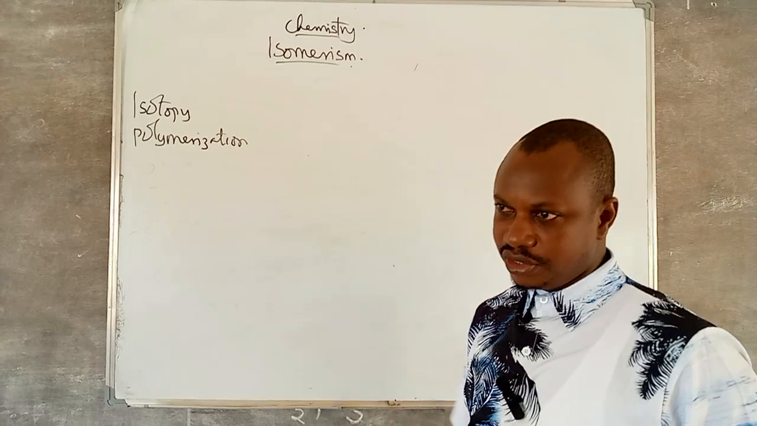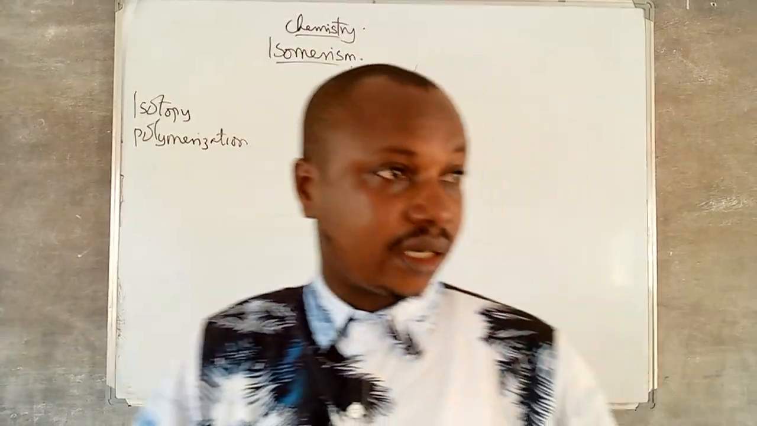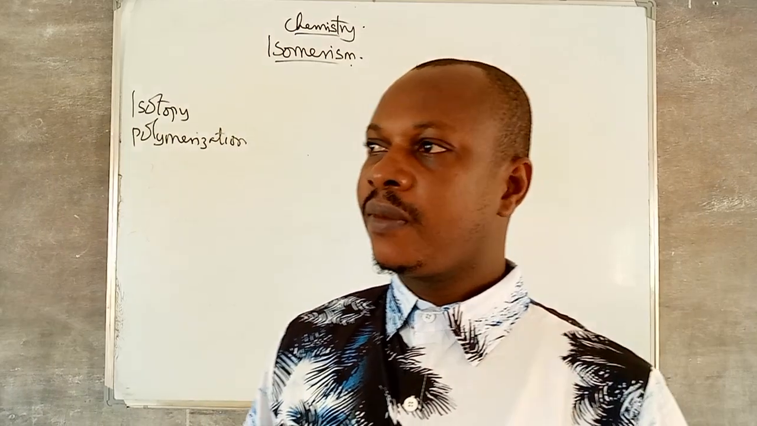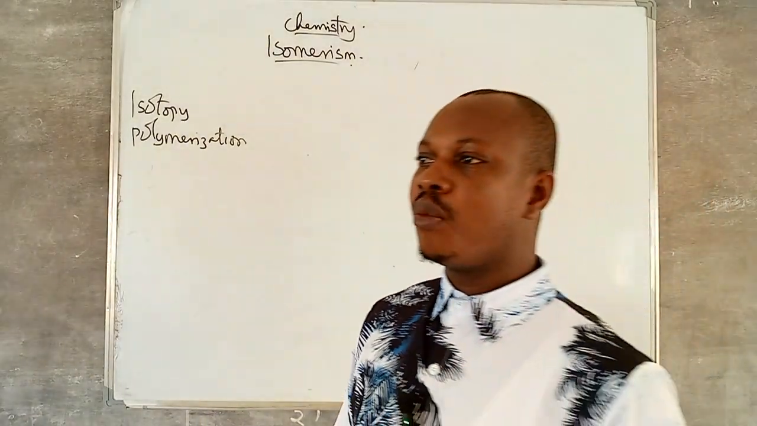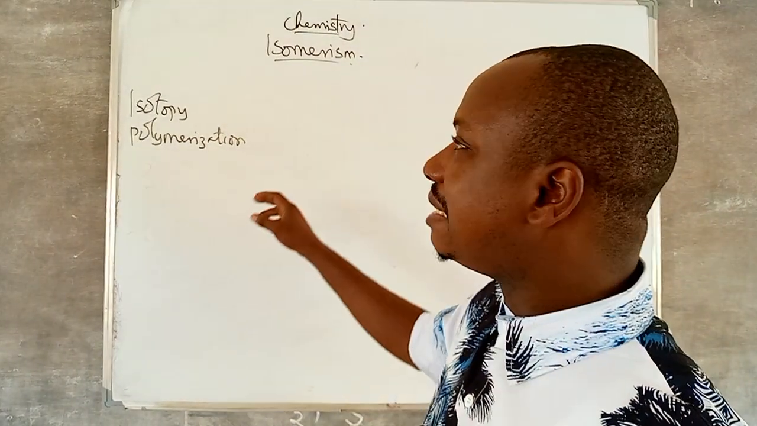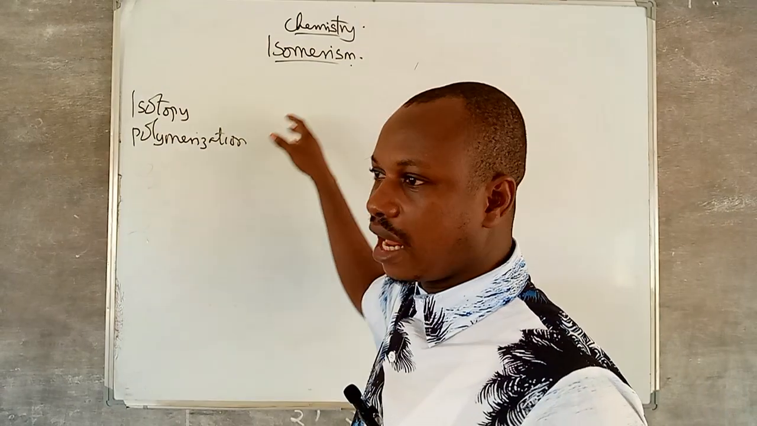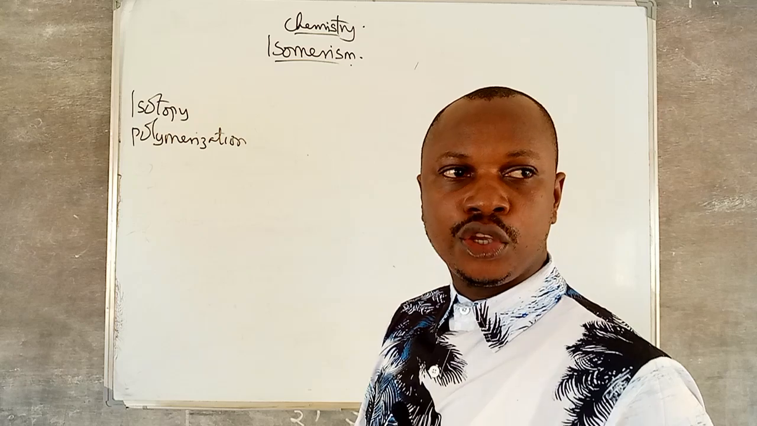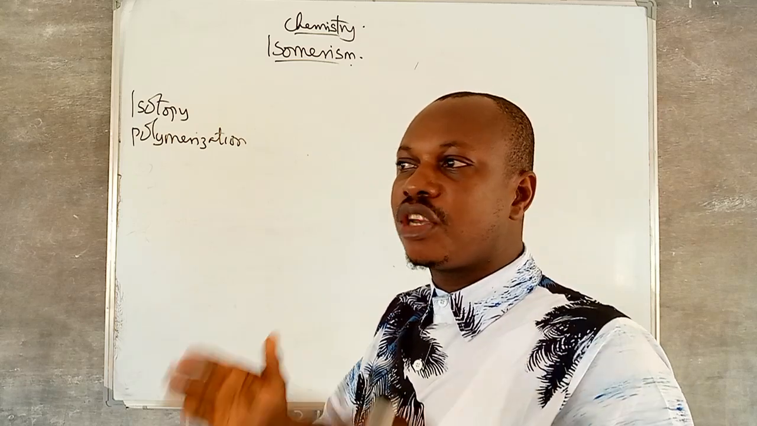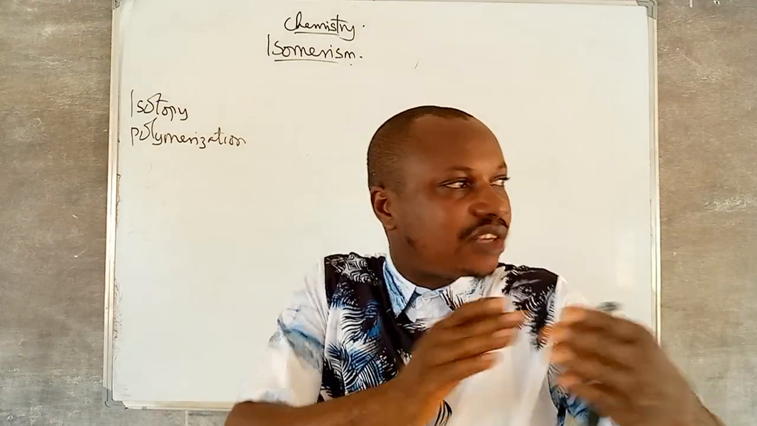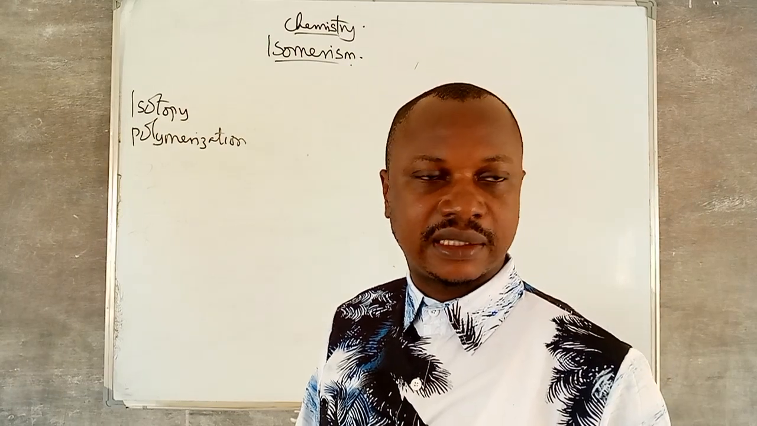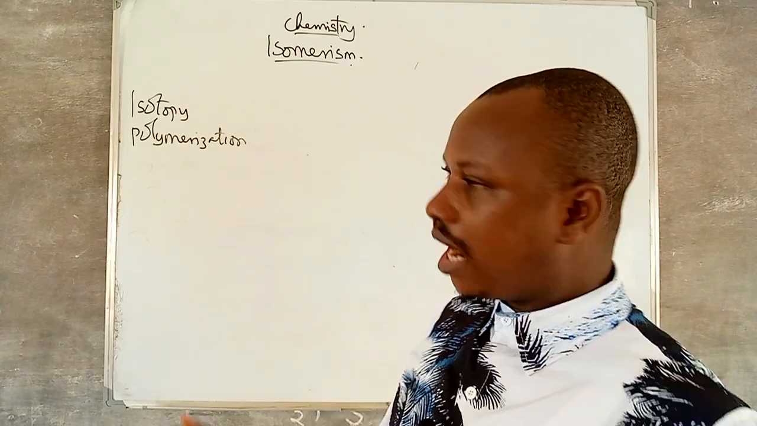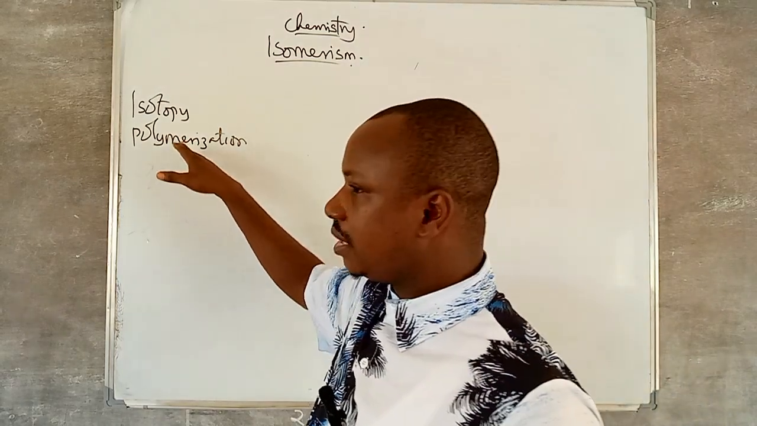But isomerism, as used in organic chemistry, is defined as the existence of two or more compounds having the same molecular formula but different structural formula. You see compounds that share the same molecular formula but their molecular structures are different. That is what we call isomerism. I have written this one. Let me now explain it.